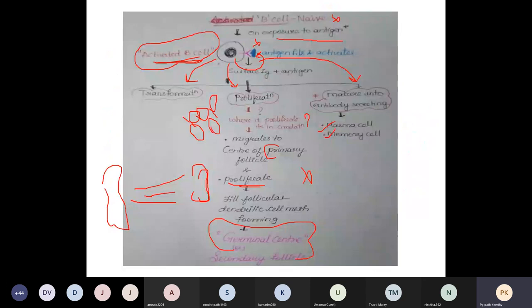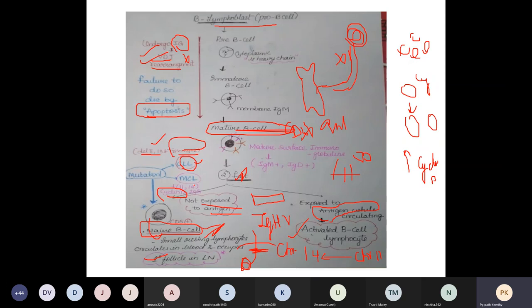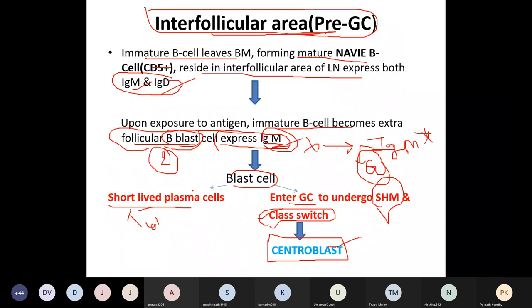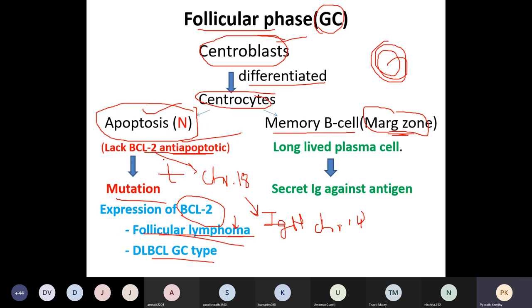So what about our naive B cells? Naive B cells will have two LL, that is CLL and mantle cell lymphoma. Mantle cell is what? Translocation of LL, no? LL, remember LL. So t(11;14) for mantle cell, and CLL has deletion of 11q, 13q and trisomy 12. Whereas your follicular lymphoma is BCL2, which is chromosome number 18, so translocation t(14;18).